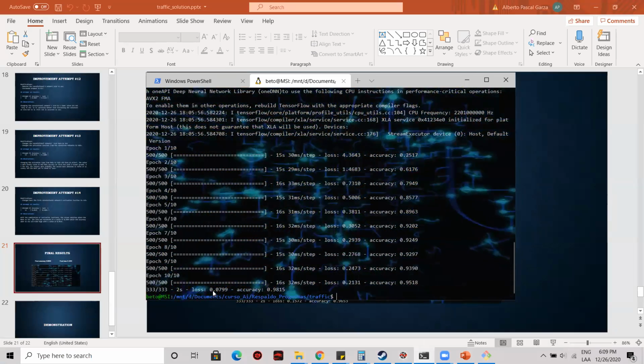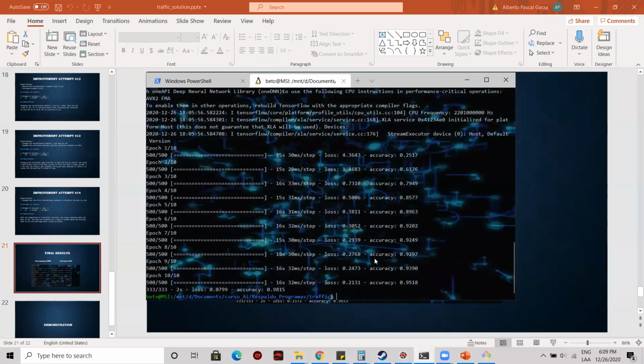Here we can see we had a loss of .07 with an accuracy of 98%. That would be it.